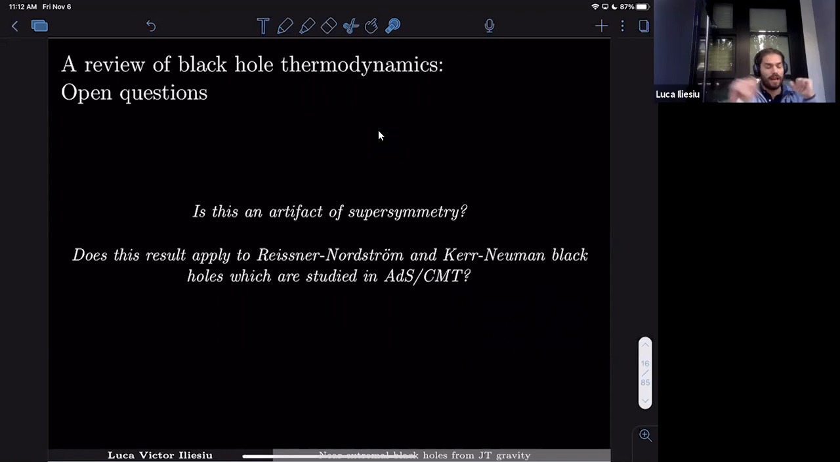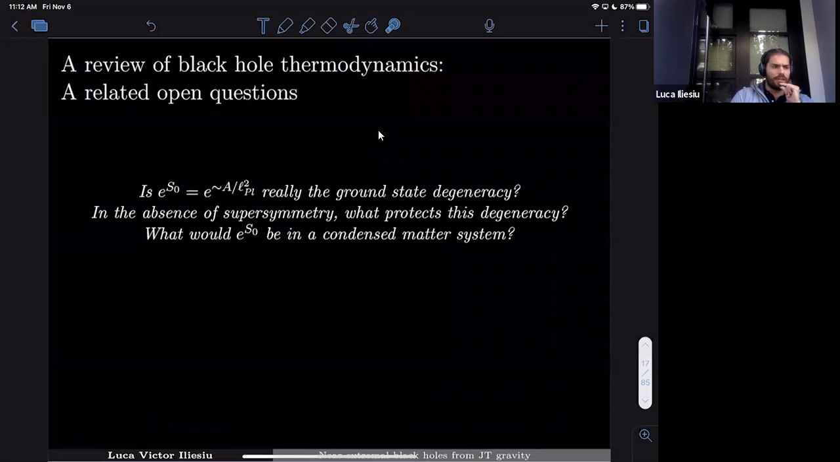Good. And a related question is, what happens to this degeneracy of states at extremality, so at zero energies? Namely, what the semi-classical calculation suggests is a degeneracy of ground states that goes like e to the S zero, where S zero is the entropy of the black hole. And famously, Hawking showed that the entropy of a black hole is proportional to its area, measured in units of the Planck length. But in the absence of supersymmetry, what protects this degeneracy? So that's a pretty mysterious question.